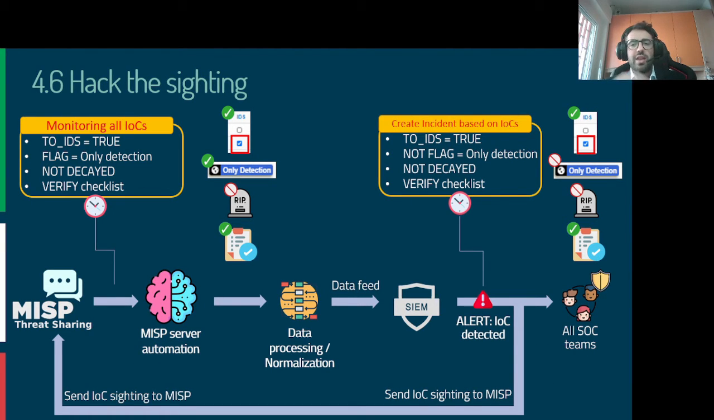Let's try to explain the detection flow again from the CM's perspective. So remember, the only conditions for which an incident can be created are summarized in the yellow box. The flag must be set to yes, the only-detection tag must not exist, the IOC must not be decayed, and the whitelist will be checked. The alert will then be managed by the incident response team in the SOC, and when the alert is triggered, the CM reports the IOC sighting to MISP.